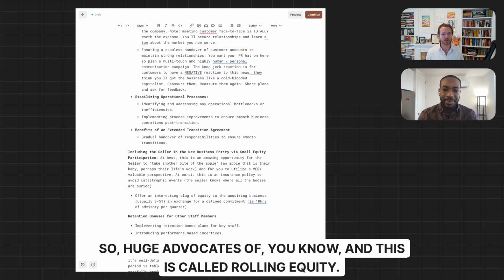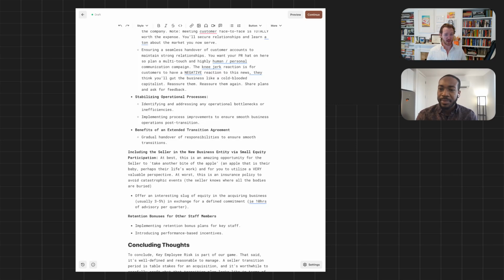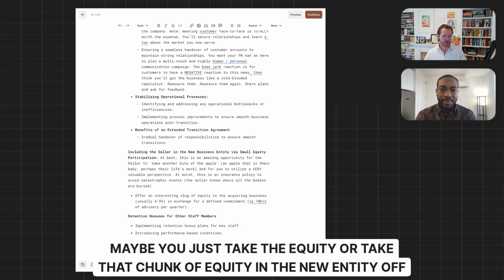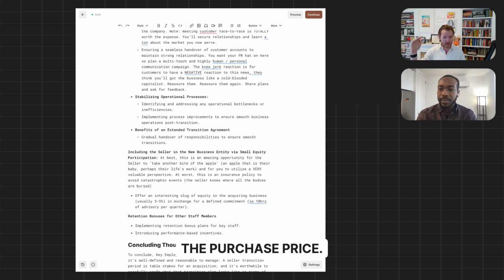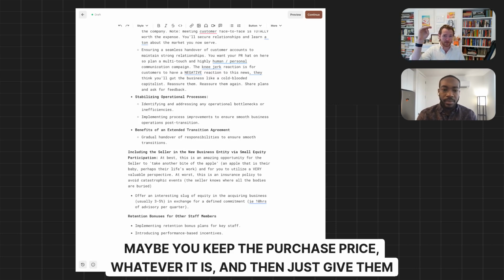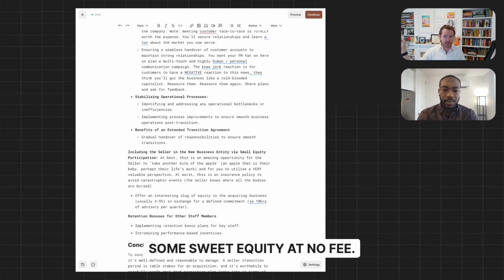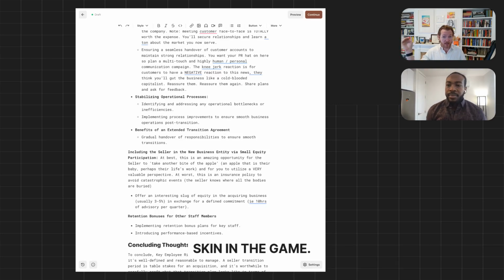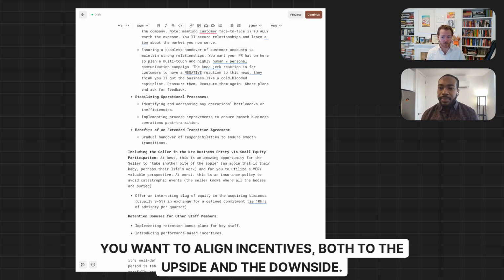So huge advocates of, and this is called rolling equity. And there are some different ways to execute that. Maybe you take that chunk of equity in the new entity off the purchase price. Maybe you keep the purchase price, whatever it is, and then just give them some sweet equity at no fee. You can ask them to invest to take that equity position so that they have some skin in the game. They have some downside. That's always good.